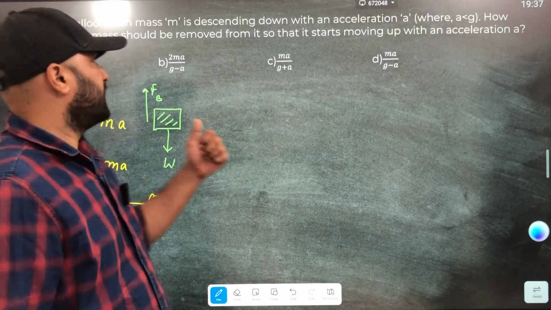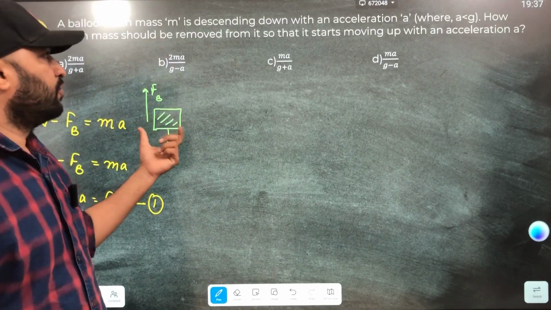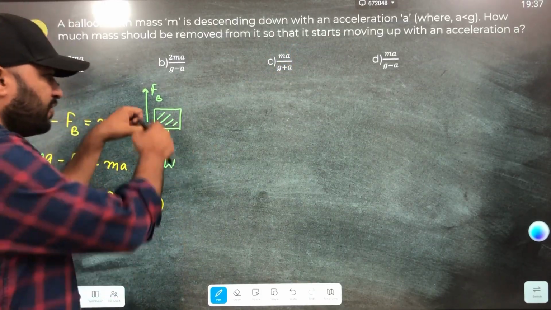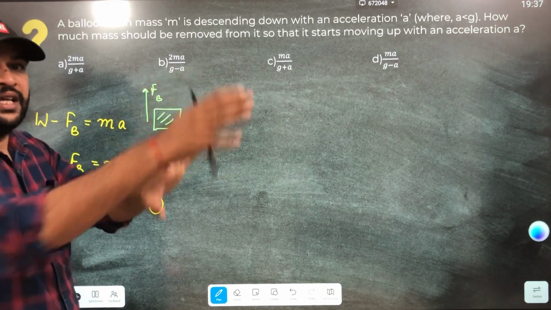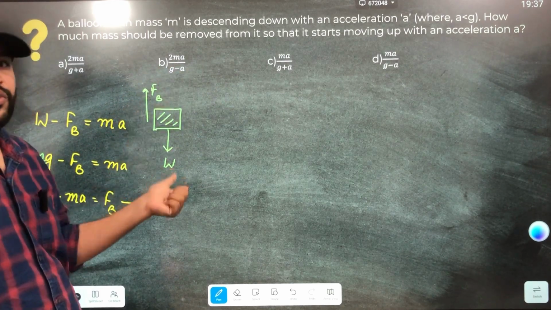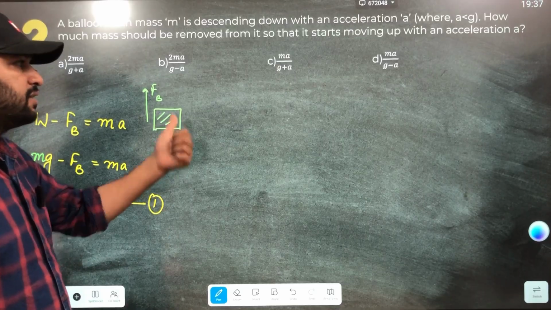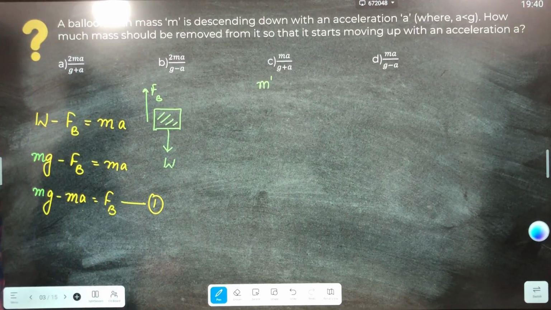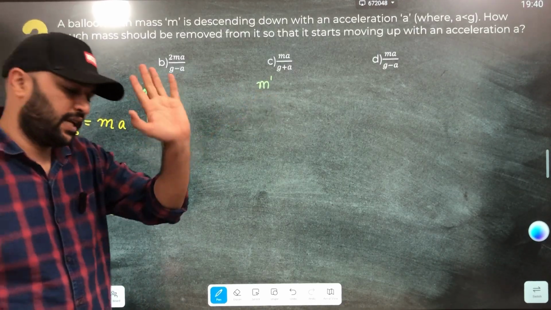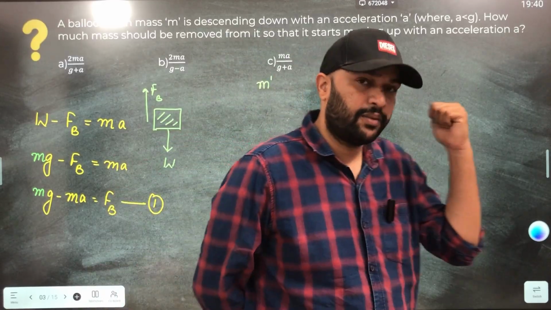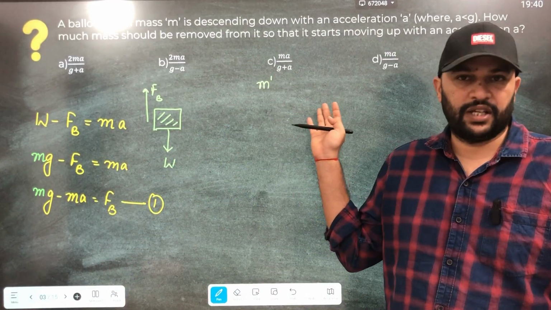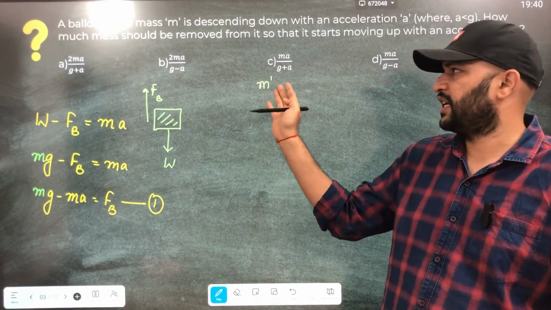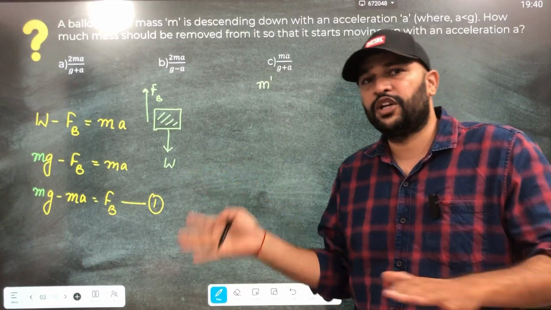Okay. Now the problem says how much mass should be removed from it so that it starts moving up with an acceleration A. So how much mass can we throw out, or how many people can we send to the ground so that it starts moving in the upward direction? Let's assume that the mass removed is m dash. Now this is the new mass. Now be very careful. They are asking the amount of mass removed. I am assuming the new mass is m dash. Otherwise, you will have to take it m minus m dash and solve it. Better is I am just taking it m dash.